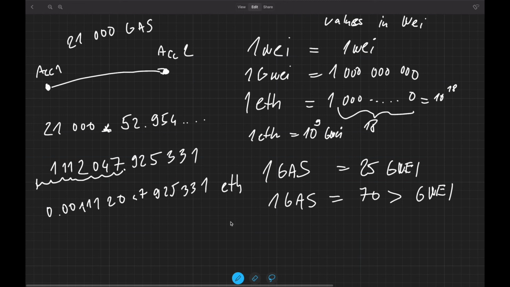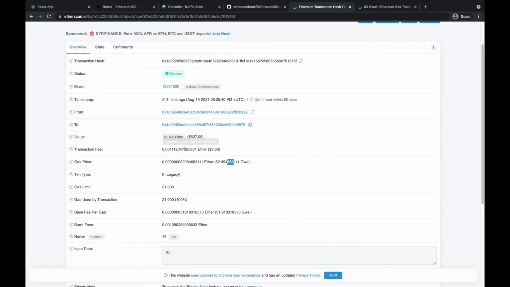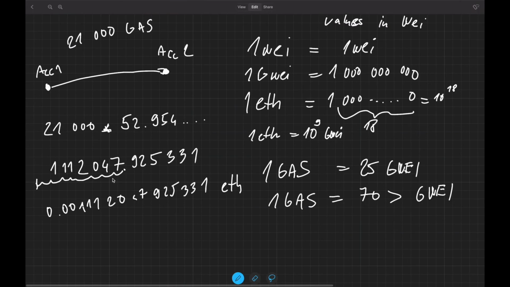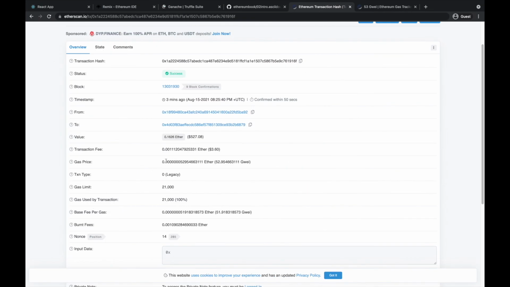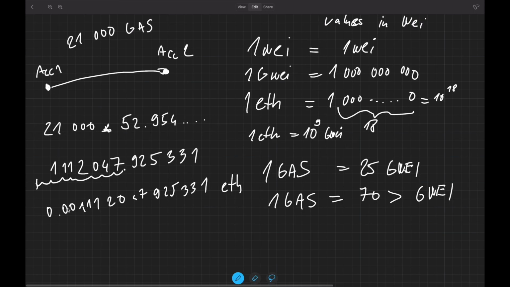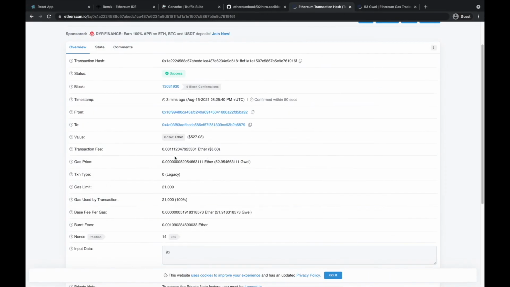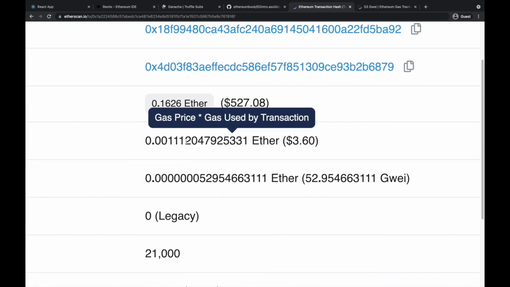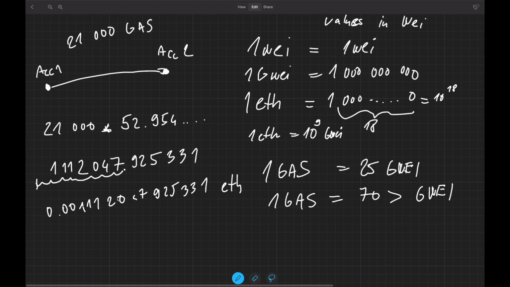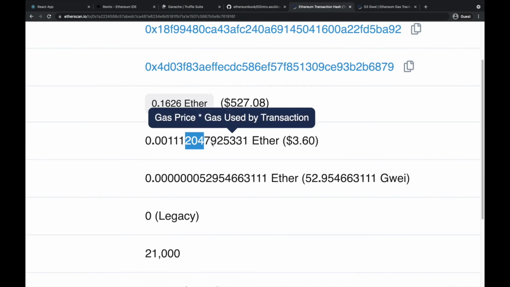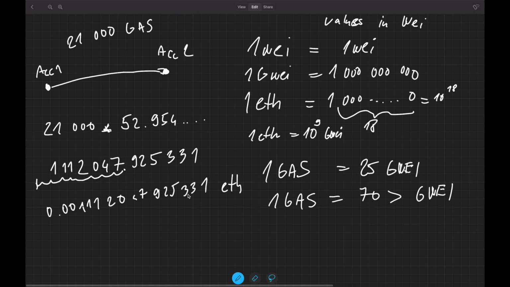All right, so that's how much of an ETH I need to pay. Let's verify it. Here is the actual Ether I have to pay: 0.001112047925331. Yeah, same price.